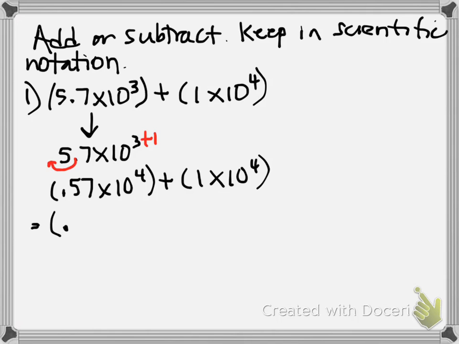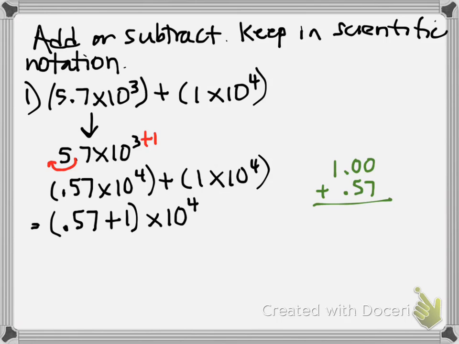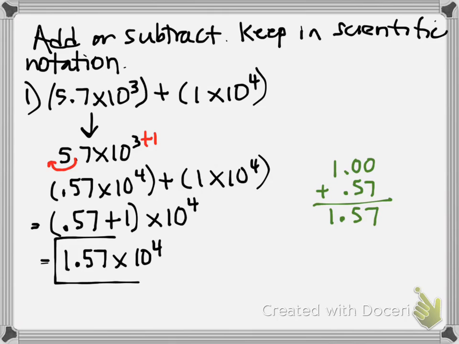So now we grab out the decimal parts, the 0.57 plus the 1, and we keep the times 10 to the 4th. Now you can line up decimal points. I'm going to do this over to the right. And we get 1.57 times 10 to the 4th. So you don't do anything to exponents? Exponents do not change. It's like saying 2x plus 2x is 4x, not 4x squared. We don't change the exponents in an adding or subtracting.